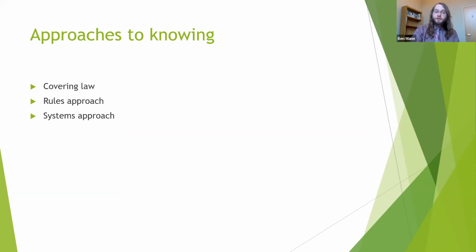There's also covering law, rules, and system approaches, which are different ways that we can understand knowing as well. Covering law generally looks at things such as precedent and the ways that it shapes it. Rules are less formal, but they're instead about the norms that we might create. And a systems approach looks at the structure of organizations and the way that that motivates behavior too.